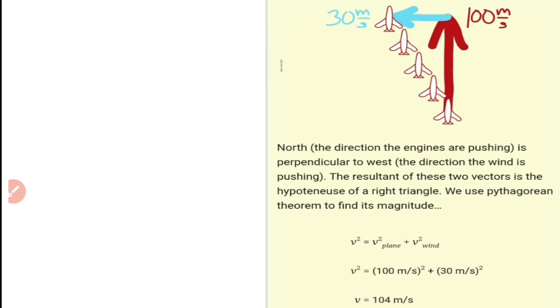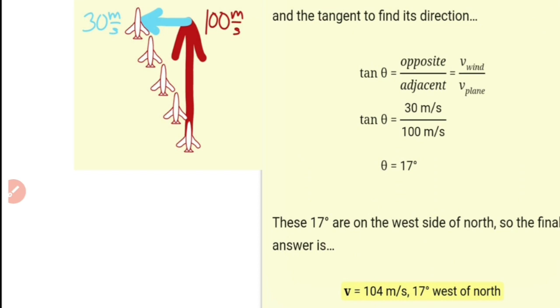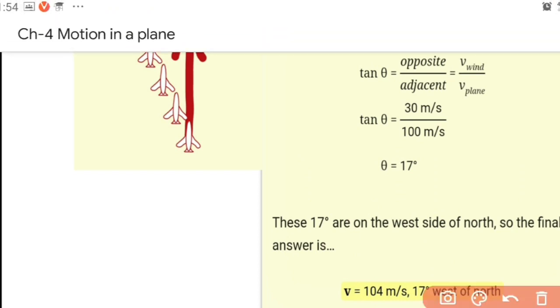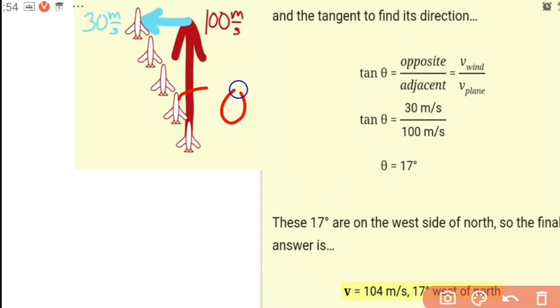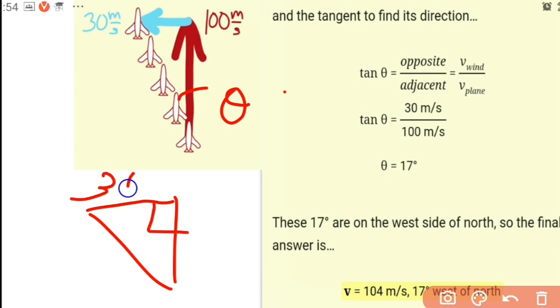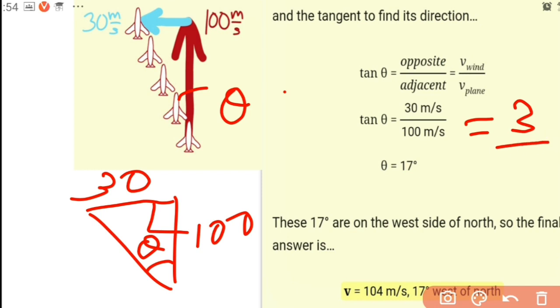Now, how to find the direction? In finding direction, we define an angle theta. Suppose we define this angle as theta. Okay, so you can draw another diagram if you want like this. So this angle is 90 degree. So this is 30, this is 100, and this angle we call theta. So from this right triangle, what is tan theta? Tan theta equal to 30 by 100, or 3 by 10, which is the same as 0.3.